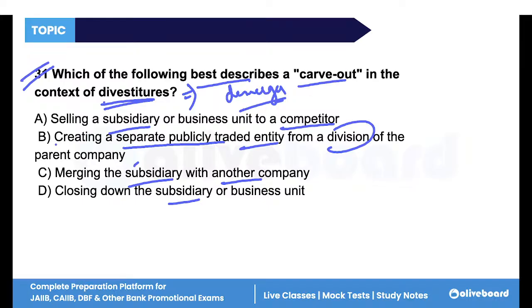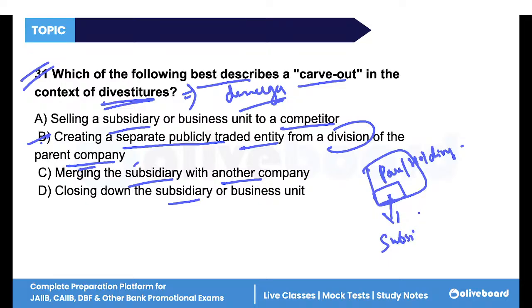Now, what is a carve out? Creating a separate company from a division of your parent company. You have your parent company or a holding company. From this parent company, you are dividing out a division. You are taking out this division and forming the company that is called a subsidiary company, or you can say another parent company. Although it's a part of the parent company, you are creating a separate entity from this holding company. That is known as carve out.